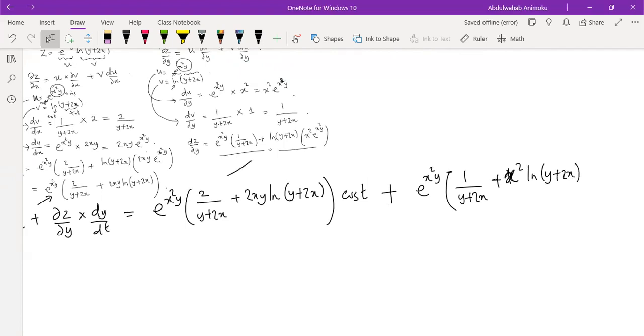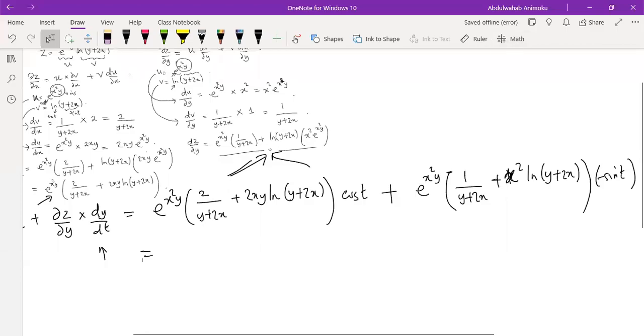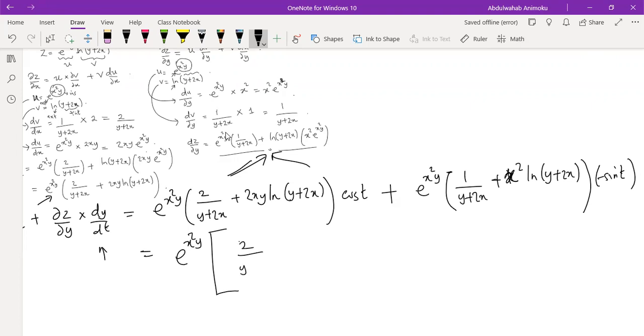So where am I getting it from? I'm getting it from here, right? So look at this, right? All right. So sorry for the shortcut there. So basically, when you want to finish this problem, you could just bring this function out of the whole thing, and then you have 2 over y plus 2x times cos t plus 2xy ln(y plus 2x) times cos t.